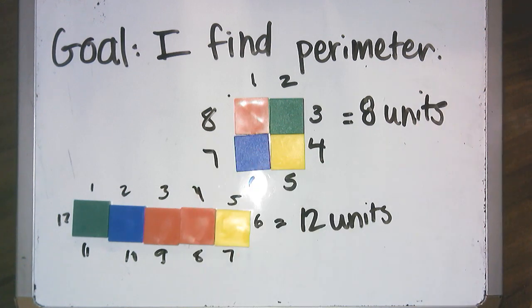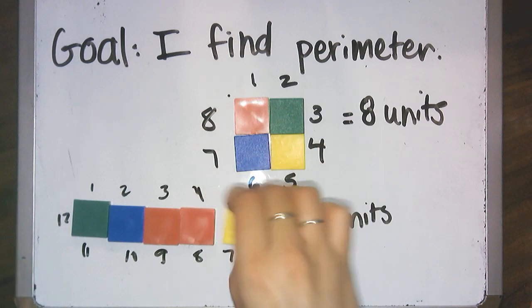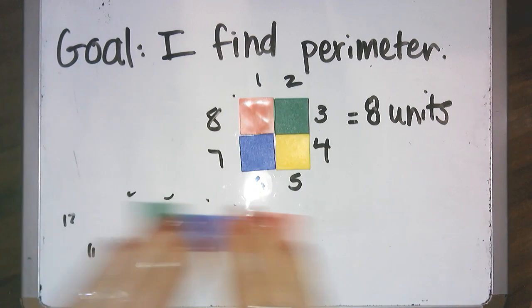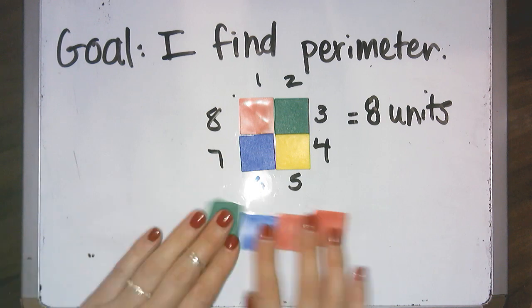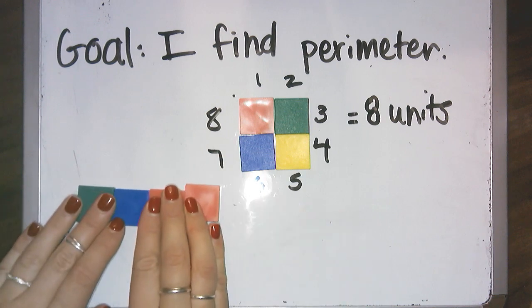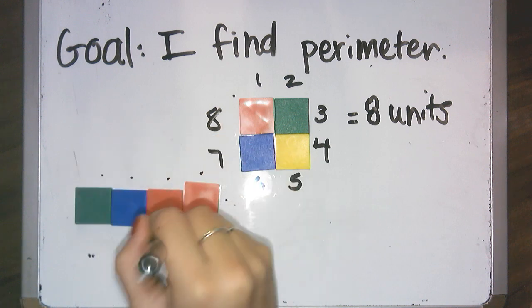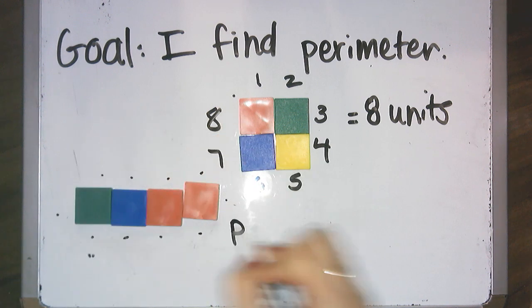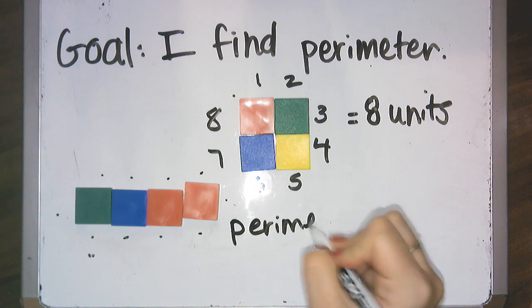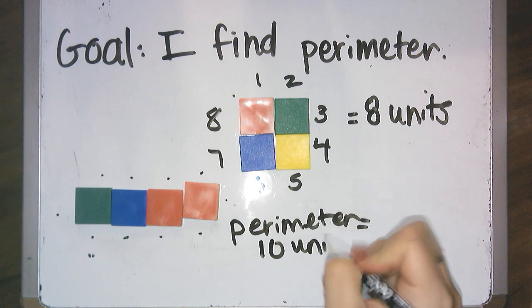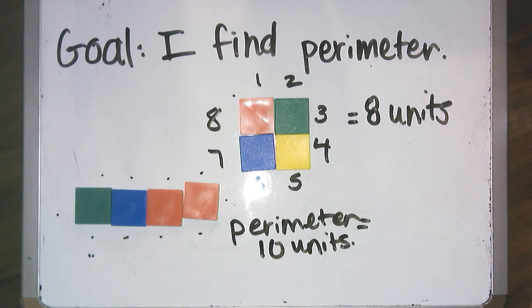Now, this was 8 units, and there were 4 pieces. However, if I have 4 pieces again, but I put them in a different configuration, it will change. So now I have 1, 2, 3, 4, 5, 6, 7, 8, 9, 10. So my perimeter equals 10 units here.